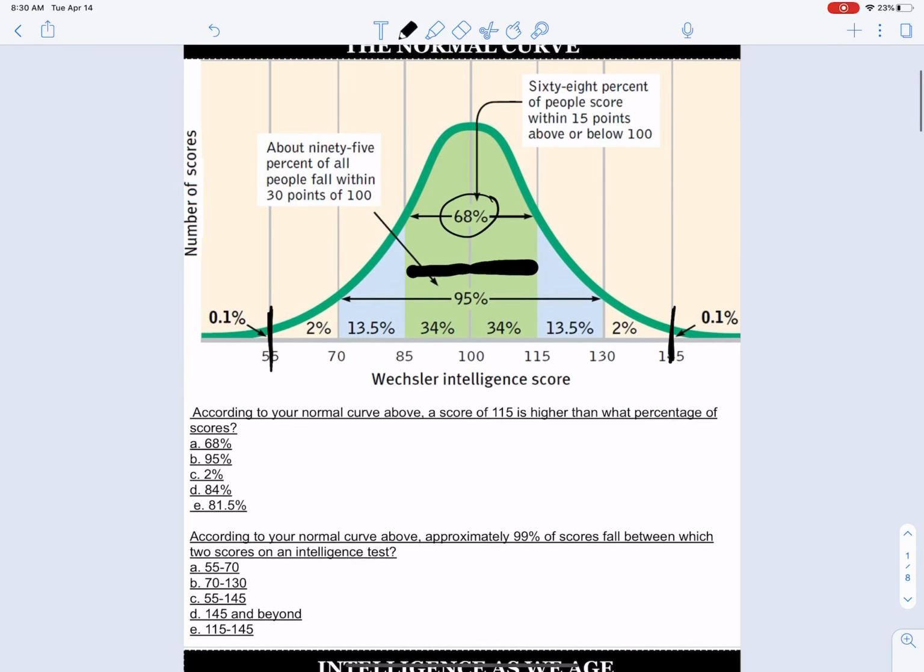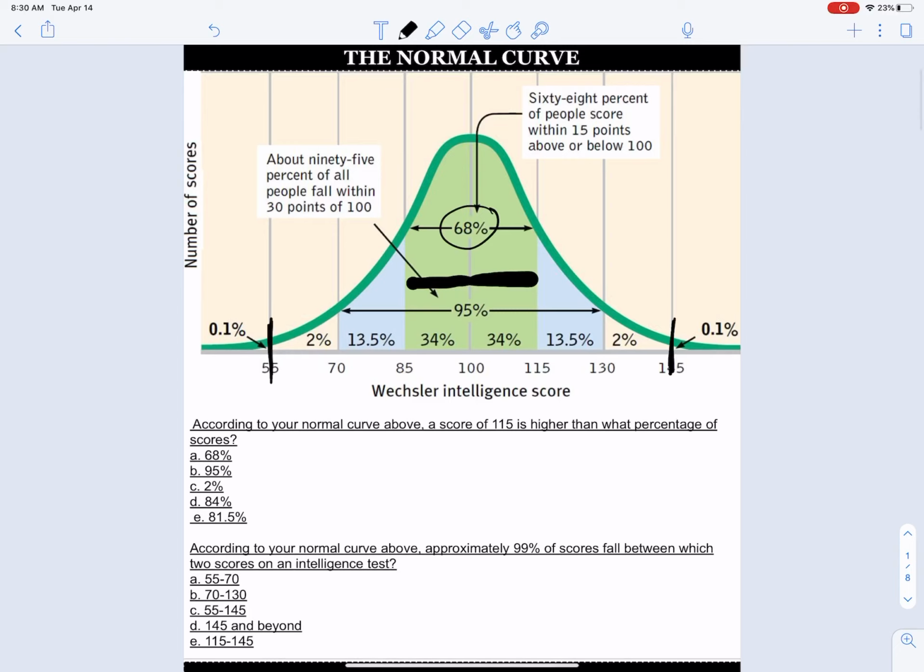Okay, so some questions you might see on the AP exam, even in a free response question, which you will have on this year's exam, they still might reference some of these numbers. So I want you to have them readily accessible so you don't have to waste time looking them up. So according to the normal curve above, a score of 115 is higher than what percentage of scores?